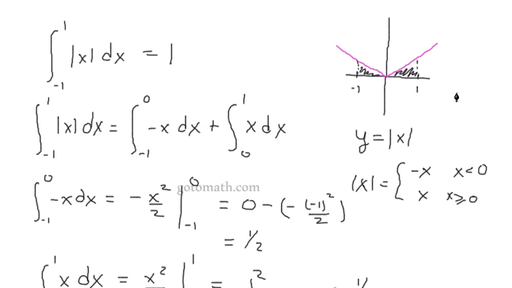You could also look at this geometrically. Well, this is just a right triangle, and to find the area of a right triangle, isn't it a half times the base times the height? So this would be 1 and 1, and 1 times 1 times a half is a half.